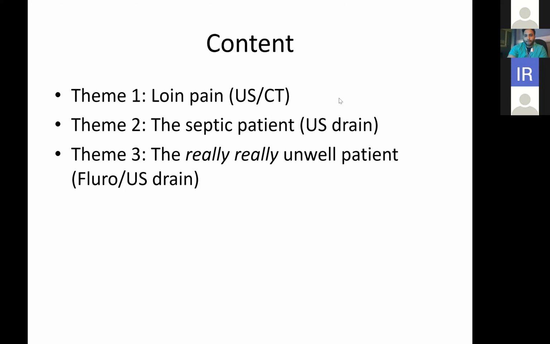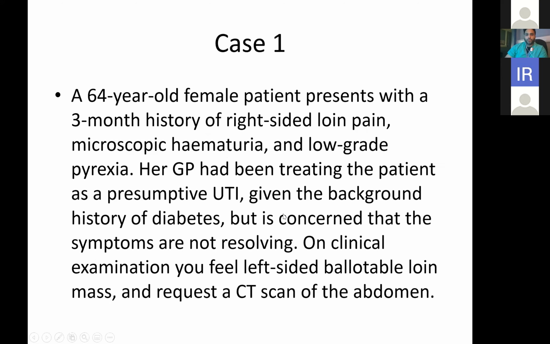Things for each case. So the first case, as you can see here, I'll let you read this for a second. So, a 64-year-old female presents with a 3-month history of right-sided loin pain, microscopic hematuria, and low-grade fever.